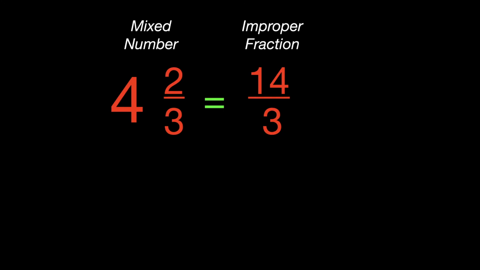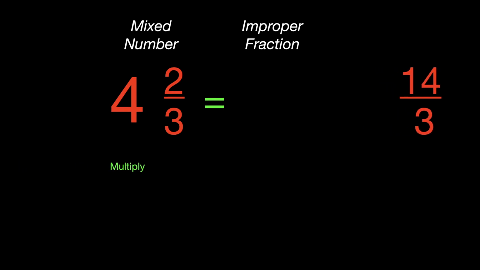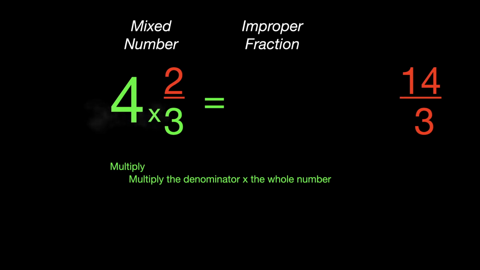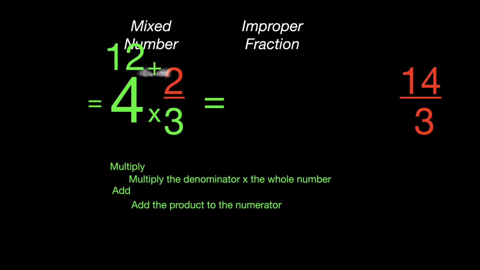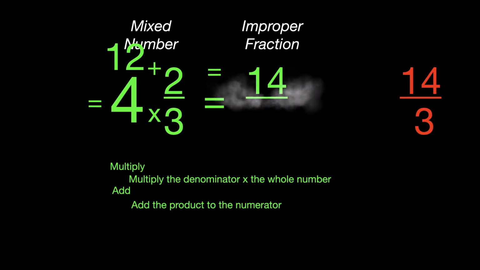But that was using models. How do we do that without models? Well, the first thing we do is multiply, and then we add. So let's multiply first. What do we multiply? We would multiply the denominator of our fraction, which is 3, times our whole number, which is 4. Well, 4 times 3 equals 12. We take that 12 and we add it to the numerator, which in this case is 2. So 12 plus 2 would equal 14.